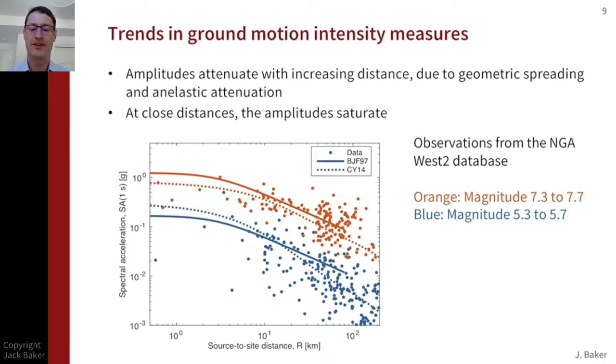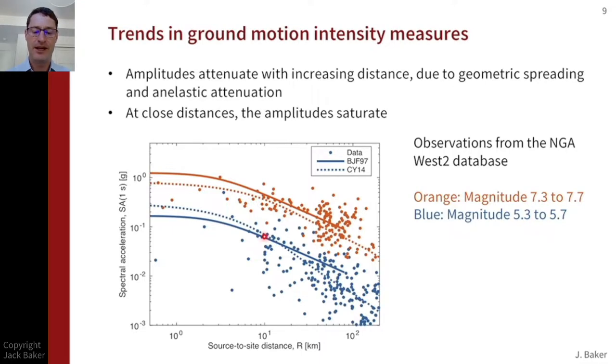So both of those factors are causing a decrease in ground motion amplitudes, and the anelastic attenuation is related to crustal properties and can be estimated. Geometric spreading can be estimated. And so that motivates the functional form of this distance decay.